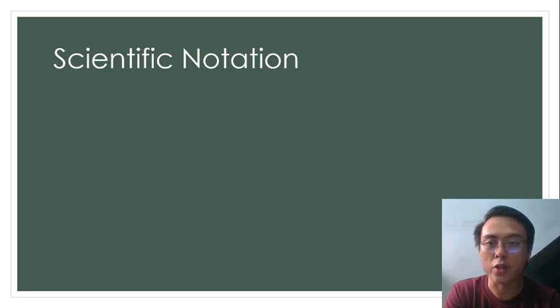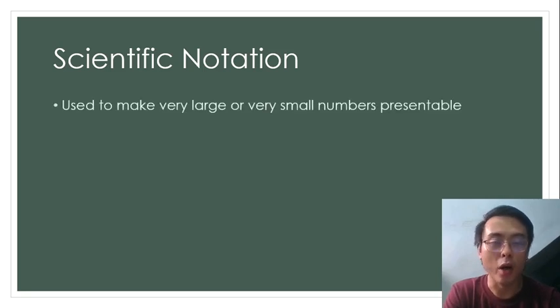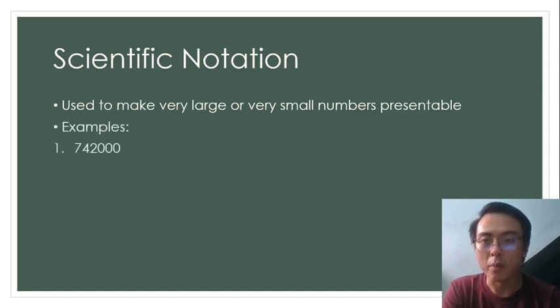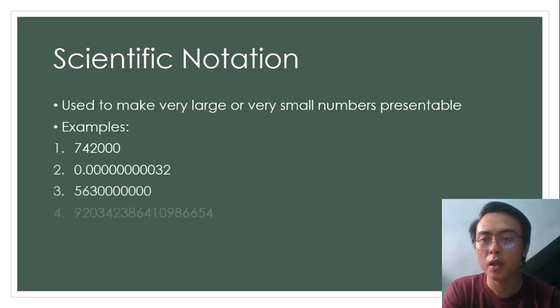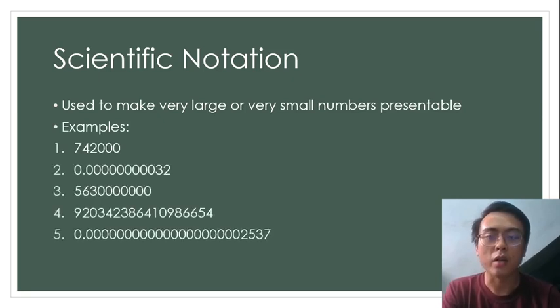Next, scientific notation. I hope you already know how to write in terms of scientific notation, because if you don't, then you seriously need to review this. We use scientific notation to make very large or very small numbers presentable. Examples are this one.